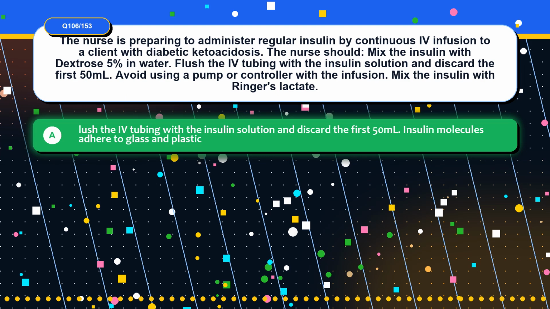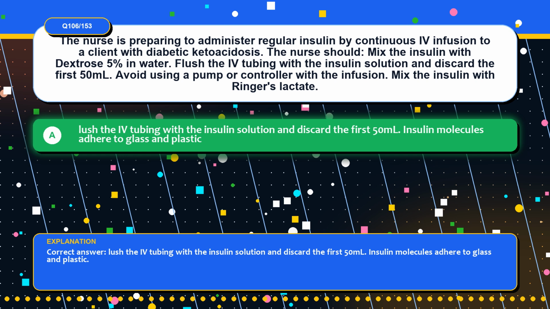The correct answer is option A. Flush the IV tubing with the insulin solution and discard the first 50 ml. Insulin molecules adhere to glass and plastic.